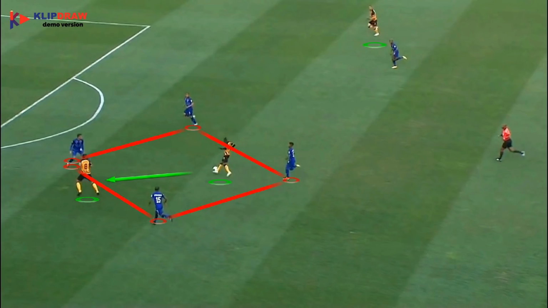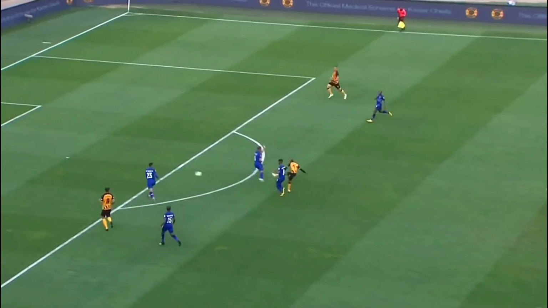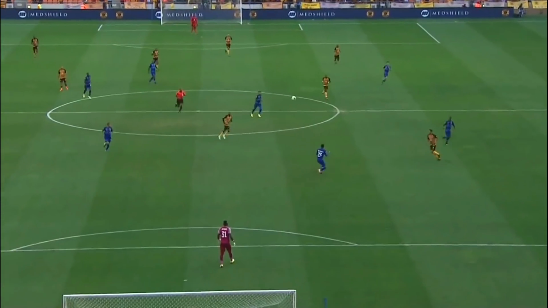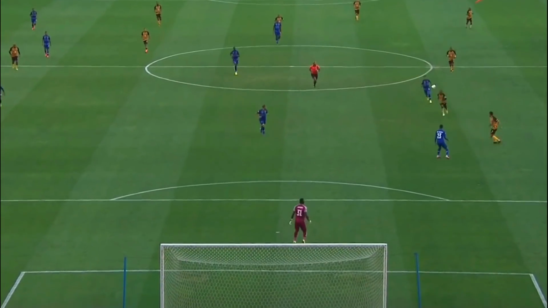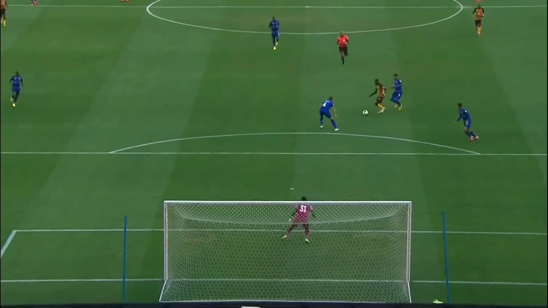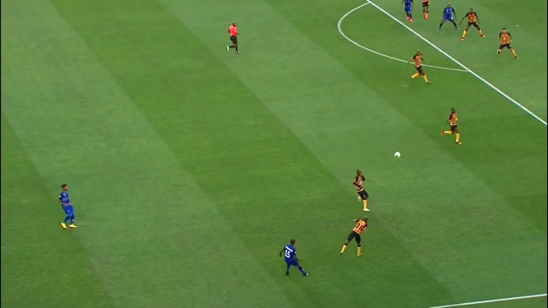One of the scariest things in the PSL. Billiat has the option of playing the ball to Leandro Castro, but he opts not to do so and gets a run and takes the shot on. Billiat again in the perfect pocket where he operates and is such a danger.